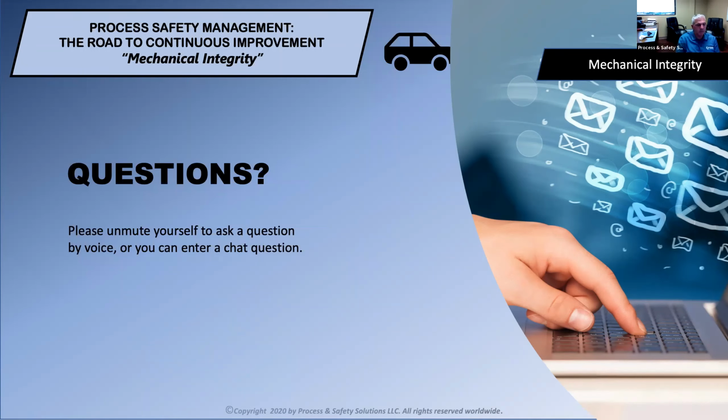We get involved in quite a few new constructions where the GC is building or constructing the facility. We make sure that we've developed all of that PSI, PSM information as part of the handover to the owner. Make sure that all of their systems are ready to go.